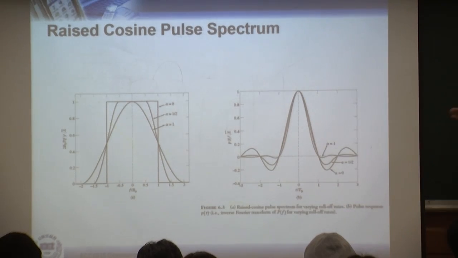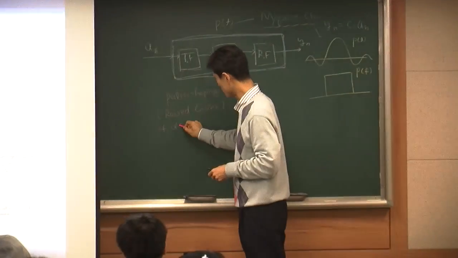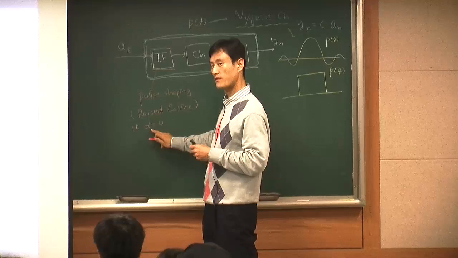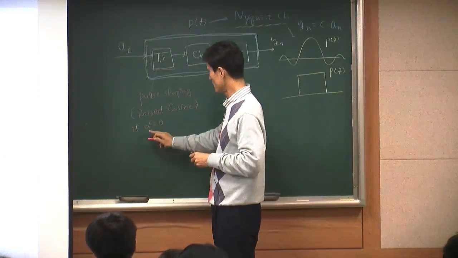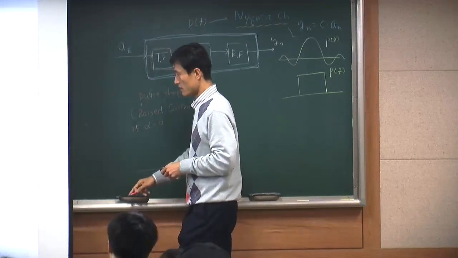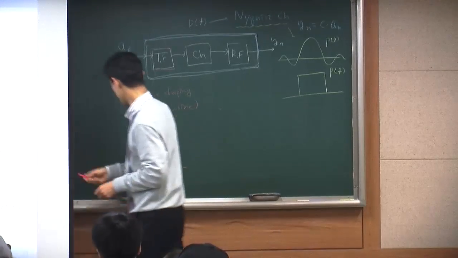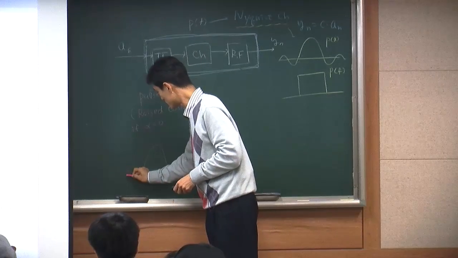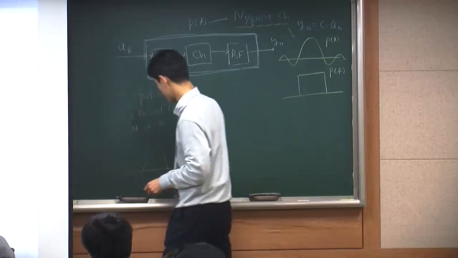We pick alpha equal to 0. In that case, when you design the raised cosine, we can put the right value for alpha, and suppose that we pick alpha equal to 0. Then the time domain response is going to be a sinc function.